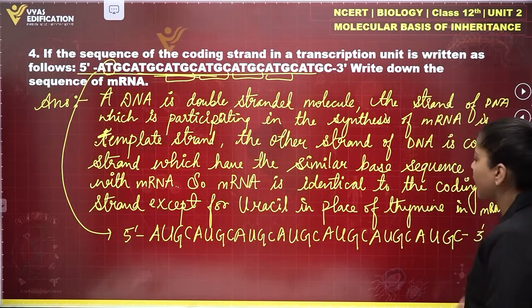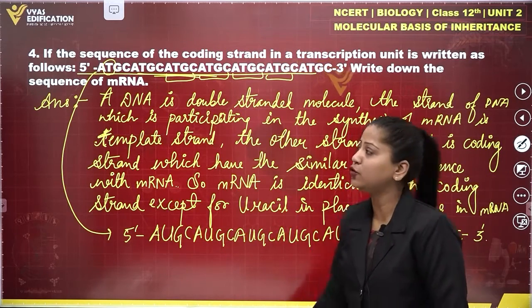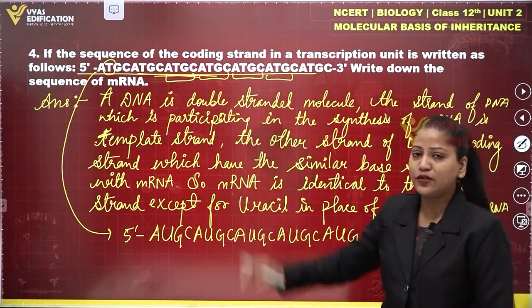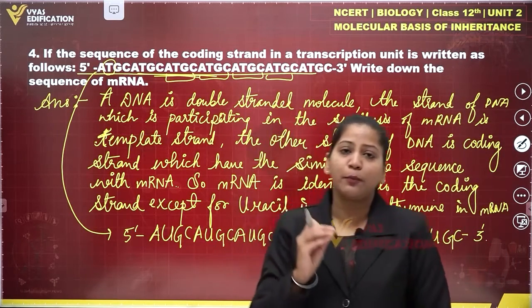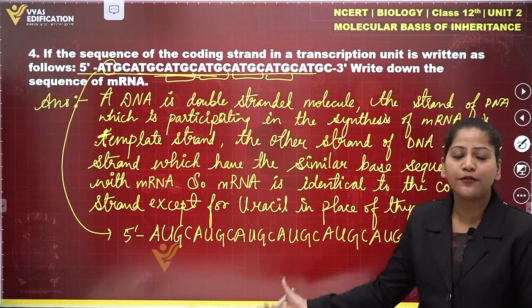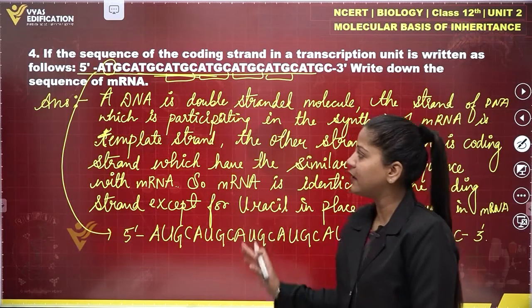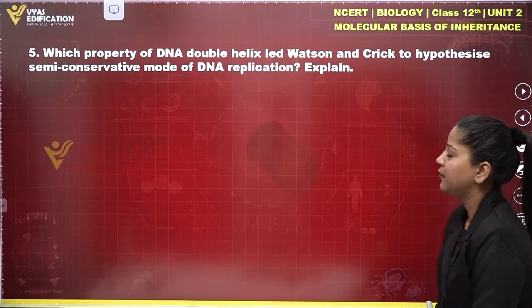And 3'. Always the sequence of mRNA will be identical to that of the coding strand of DNA, and the thymine will be replaced by another kind of base, that is uracil, in case of mRNA. So this is a complete solution of question number 4. Now let's talk about the next question, that is 5th question.